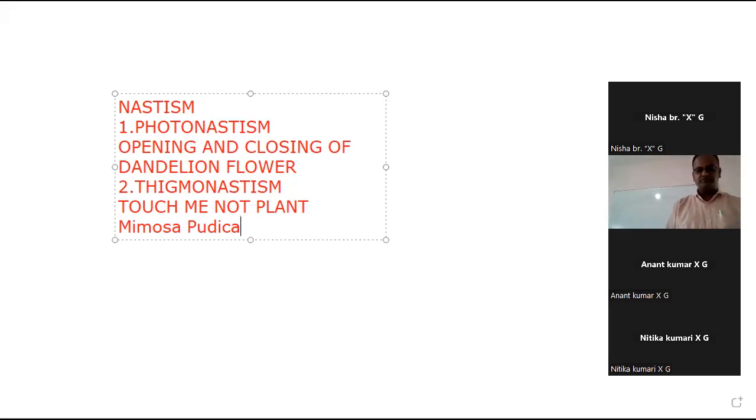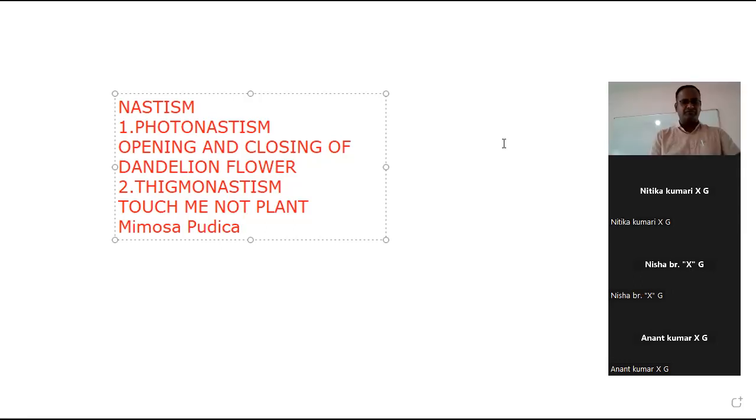Simply, if you touch the touch-me-not plant, the leaf shrinks, and after some time it comes back to its original position. This type of nastic movement in the plant is called thigmonastism. Remember, students, this question is asked the maximum number of times in the examination: what is the difference between photonastism and phototropism? What is the difference between thigmonastism and thigmotropism?